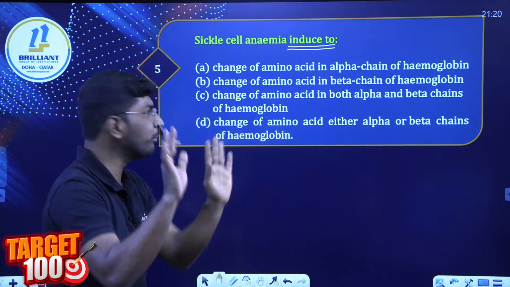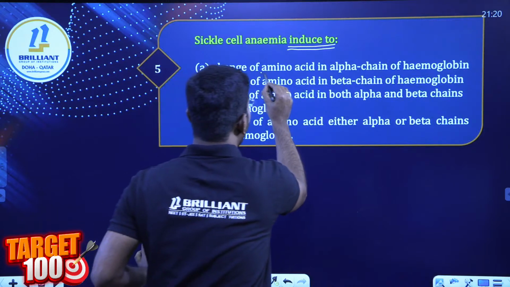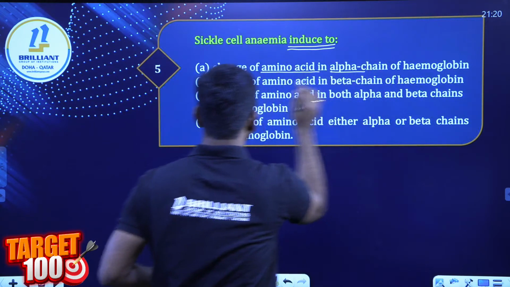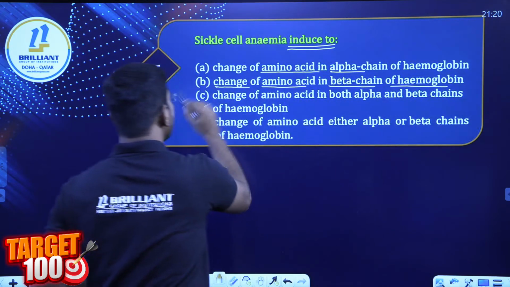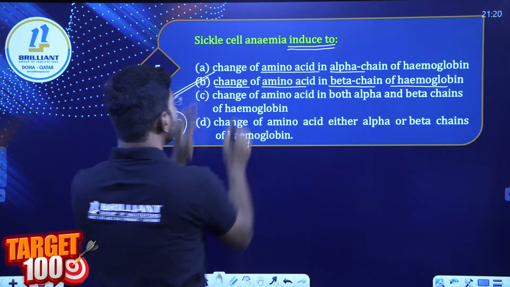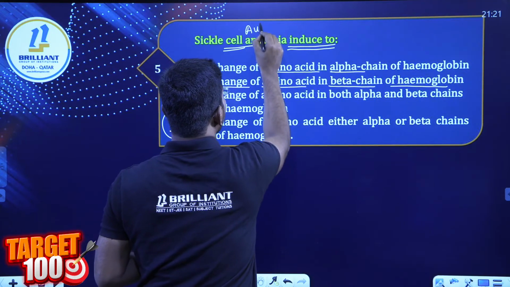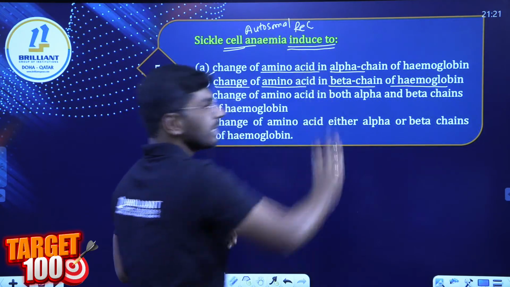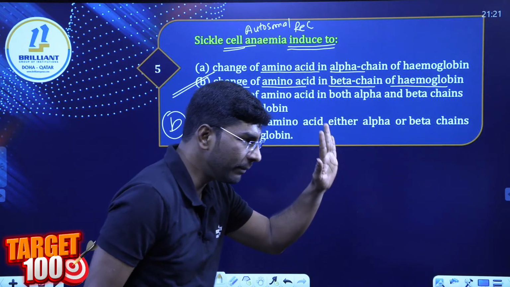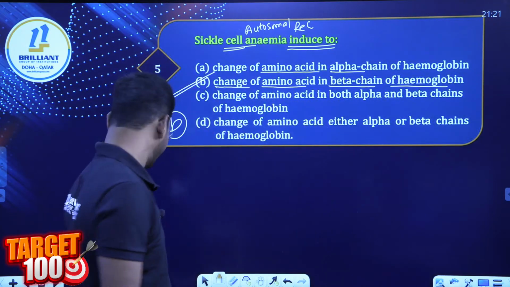Well, it is a point mutation. Yes. Now, change of amino acid in the alpha chain? No, sir. Change of amino acid in the beta chain of hemoglobin. So the answer is option B. So what type of disorder is this? Is this autosomal recessive? Autosomal recessive. Till here everything clear? I am clear. Next question.